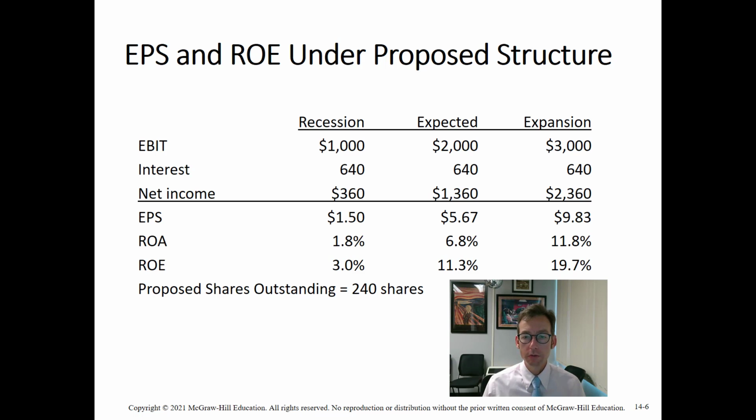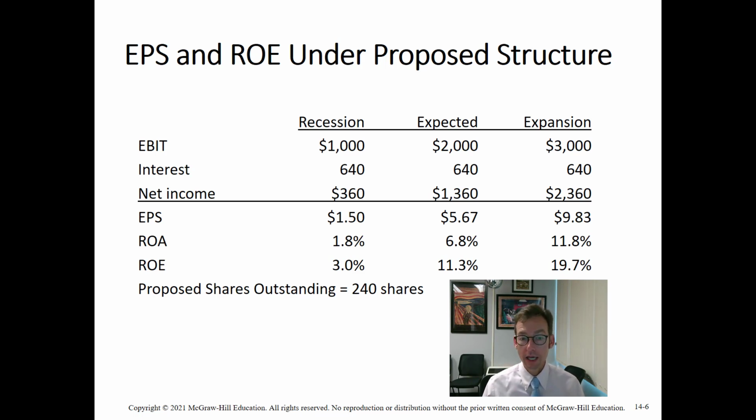Now I want you to notice something about the nature of interest. Interest is a fixed cost form of financing. What do we mean by that? We are going to pay $640 for that $8,000 we borrowed each and every year, whether it's bad times, okay times, or great times. And so that's why we say debt is a fixed cost form of financing.